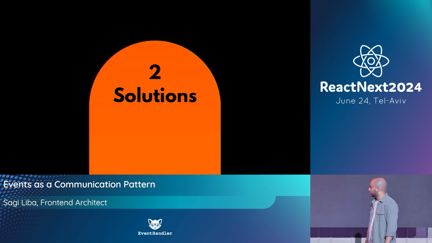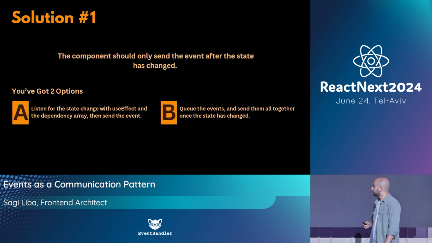Now, we've got two options where we want to avoid it, okay? The first is that the component should only send the event after the state has changed. Now, you've got two options. They're quite similar, but the first option is simply using the useEffect hook, listening for state changes, and after the state has changed, you simply send the event. Option B is quite similar, but it's more for multiple events at the same time. So we'll use an events queue, which will receive the events. Again, it will listen for changes with useEffect and a dependencies array, and after each change, it will dispatch all of the events in the queue.